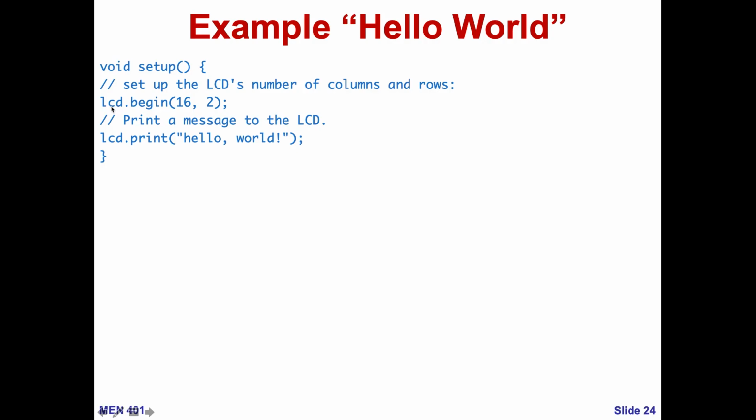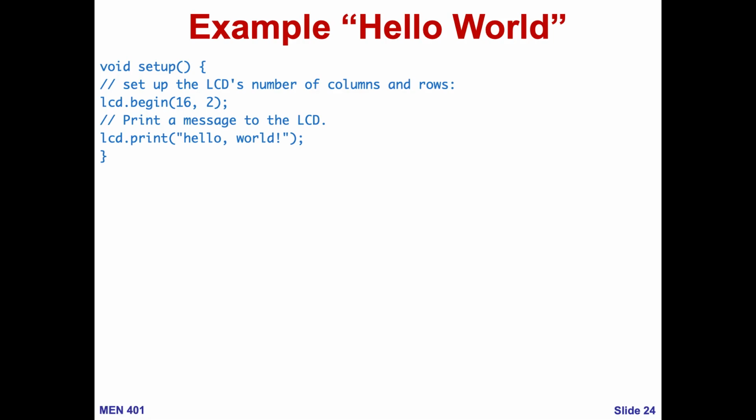Then I will begin by telling the Arduino the number of columns and the number of rows inside my LCD. So this is 16, 2, and I will put lcd.print hello world. So I will see hello world.